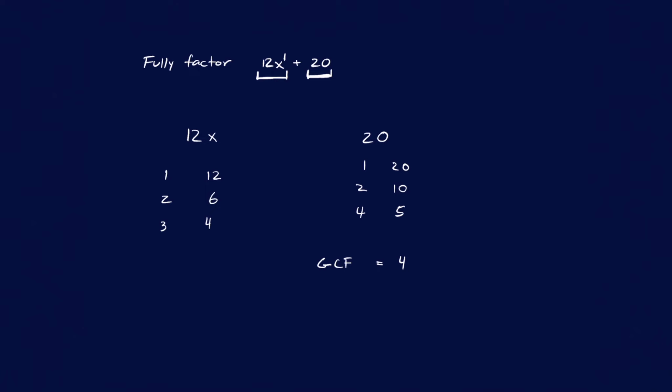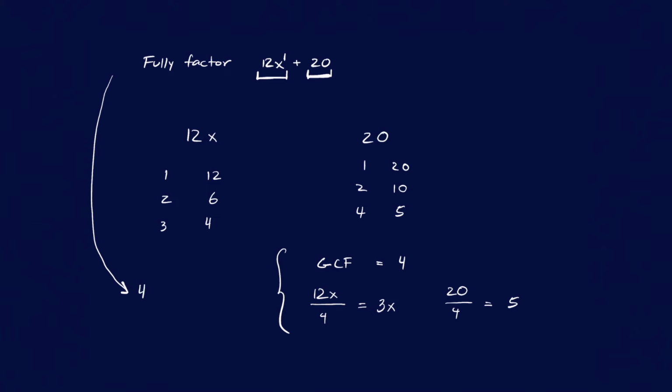And now the next step to fully factoring this expression is to divide each term by the greatest common factor. So what we're going to do is we're going to divide 12x by 4, and we get 3x. And then we're going to divide 20 by 4, and we get 5. So knowing this, the fully factored form of 12x plus 20 is 4, which is our greatest common factor, multiplied by 3x plus 5.